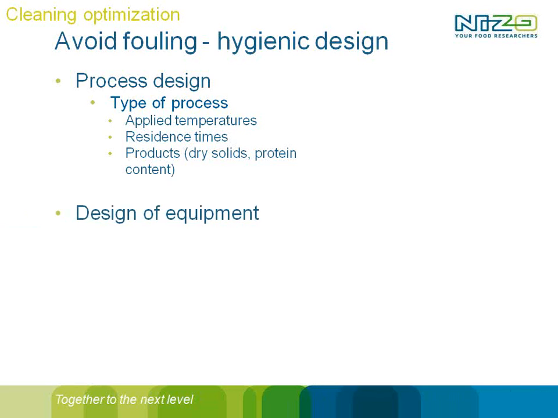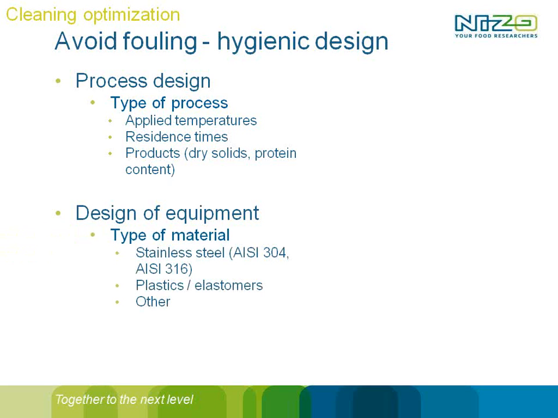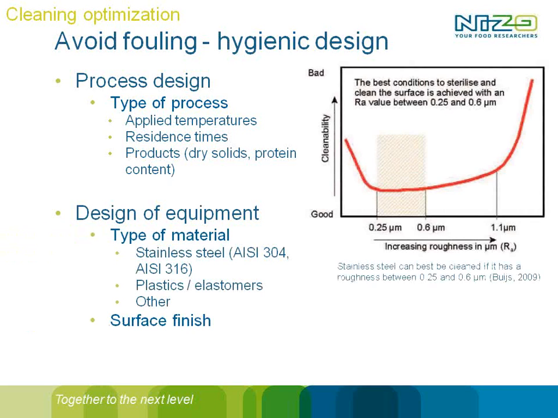But in the process, next to that, you also have the design of your equipment. What type of material do you use? Stainless steel. What kind of stainless steel do you use? 304 or 316? Do you use some plastics or others? And what surface finish do you use? At the right you see a graph. On the x-axis the roughness of your material given in micrometers. It's the Ra value. On the y-axis it's the cleanability.